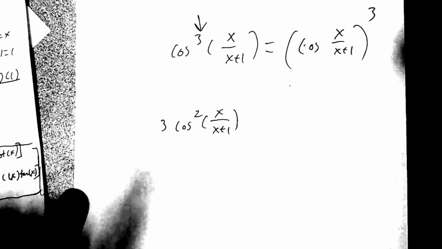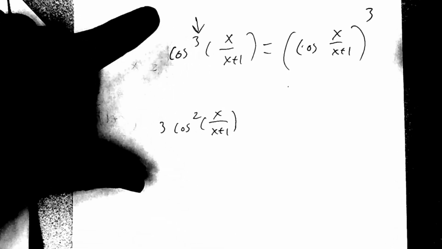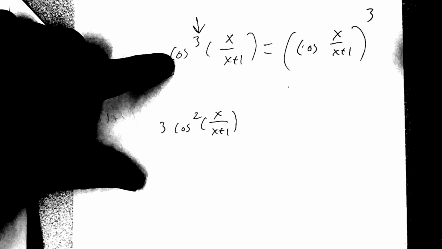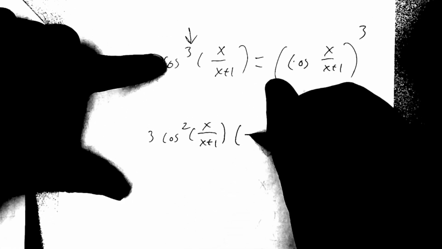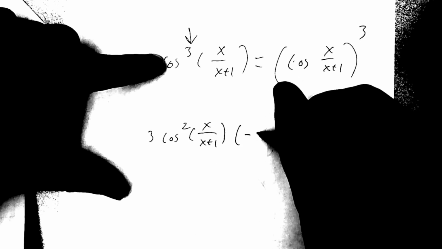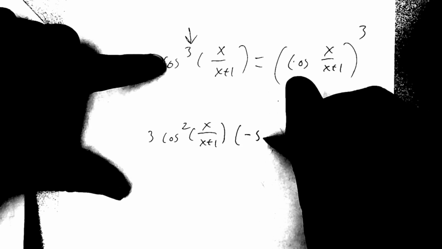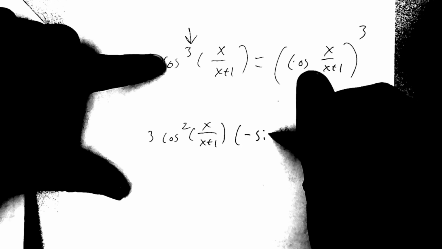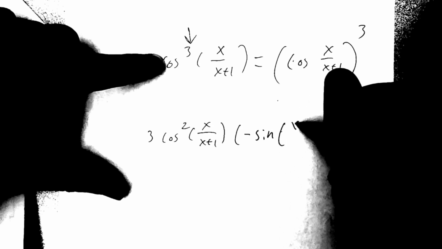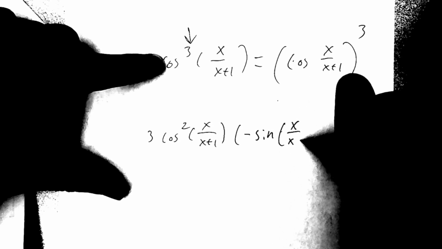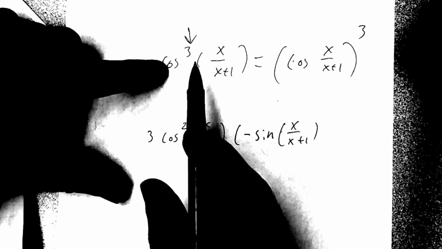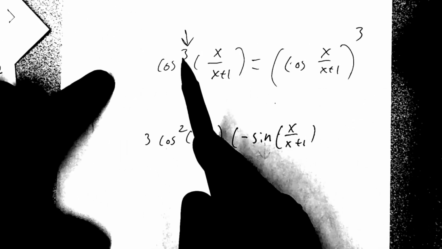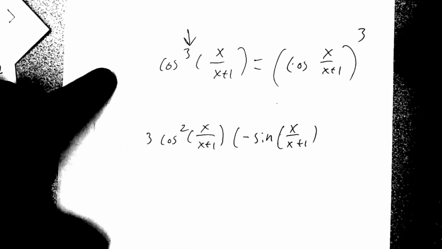So that was your most outside function. Your next most outside function is that cosine. Then we're going to take the derivative of the cosine. The derivative of cosine is negative sine x over x plus 1. The 2 and the 3 we do not care about because we've done that outside of the function. We've broken off that layer. That's gone, so I'm not including that 3 again, right?